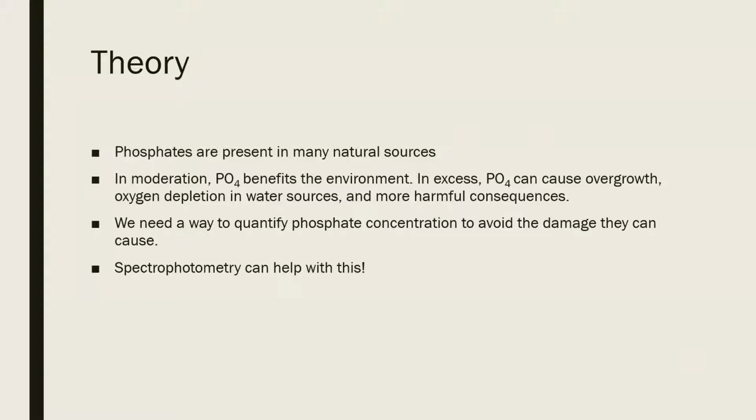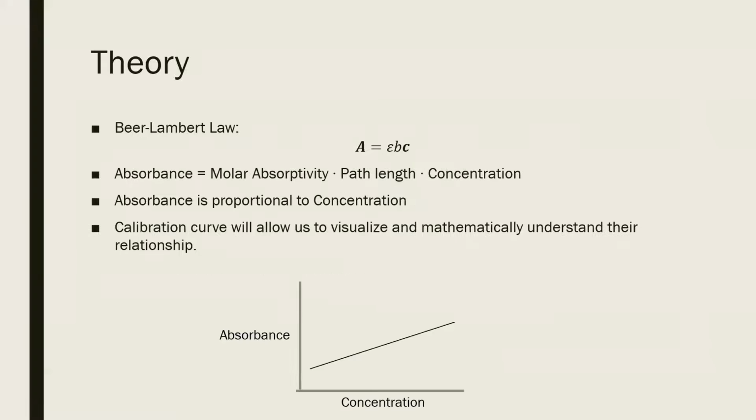We also need a way to quantify phosphate concentration so that we can monitor it, control it, and keep the environment in tip-top shape. So one of the ways that we're able to observe our phosphate concentration is through spectrophotometry. Spectrophotometry relies heavily on Beer-Lambert law, which I have displayed right there. A is equal to epsilon BC, where A is the absorbance. It's equal to molar absorptivity times path length times concentration.